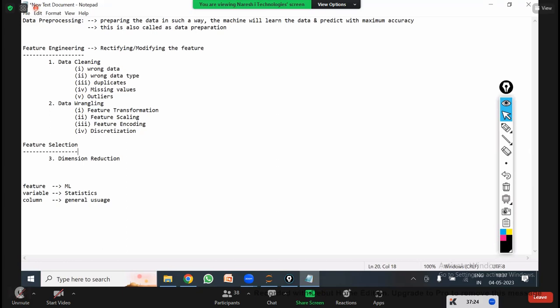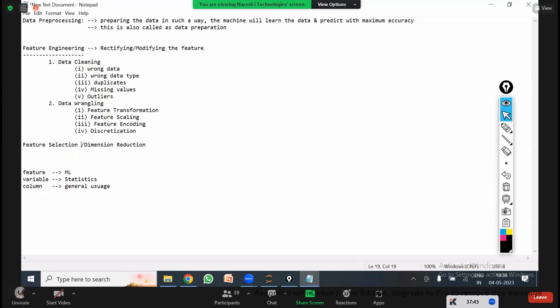Whichever column has low correlation, that particular column we are going to remove. Removing the unimportant features is called feature selection. Feature selection is also called dimension reduction. Both are the same.